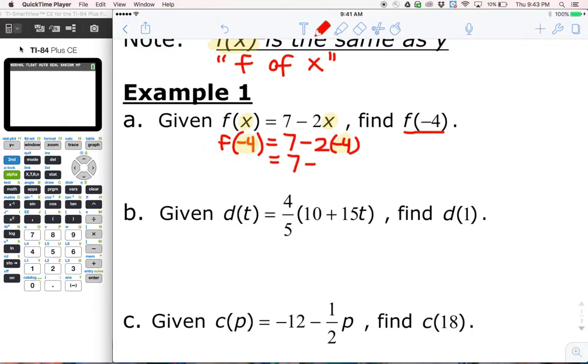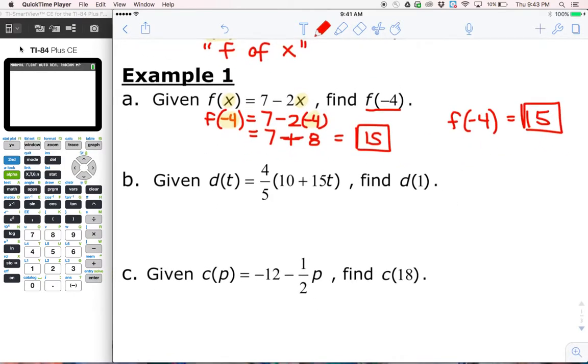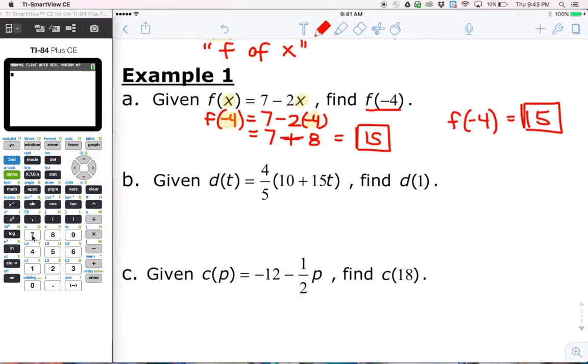So this is really 7 minus negative 8, which of course turns into a plus. So here I get 15. So we would say that f of negative 4 is equal to 15. And it's also fairly simple to do these in your calculator. I can take this part here and type it in over here. So 7 minus 2 parentheses negative 4 parentheses. We're just plugging in our x value, our negative 4 value, and we get 15. Again, super quick and simple to check.